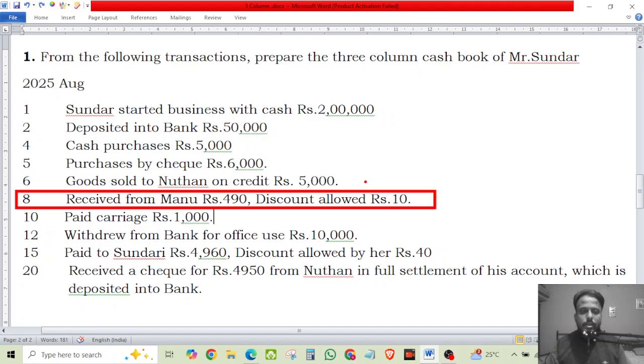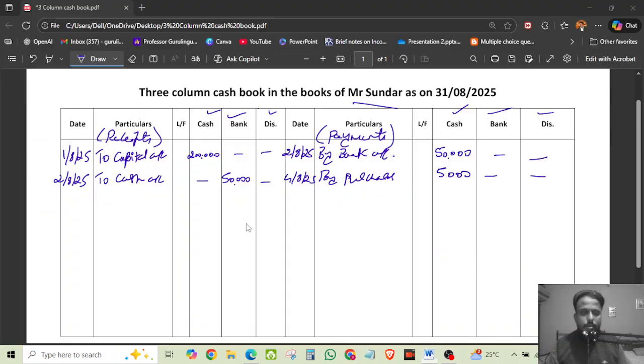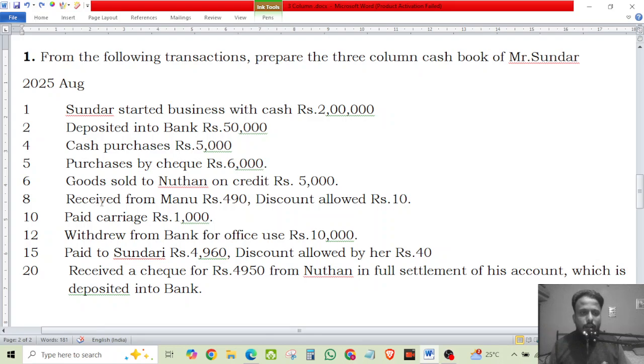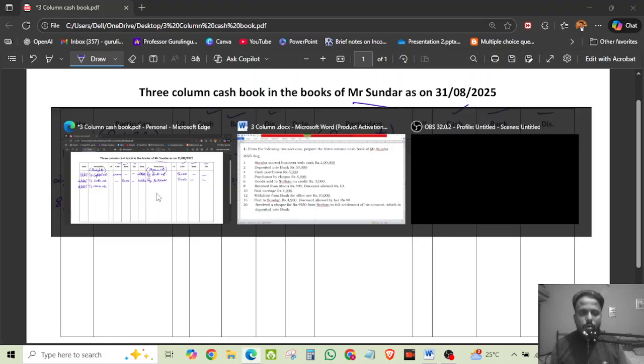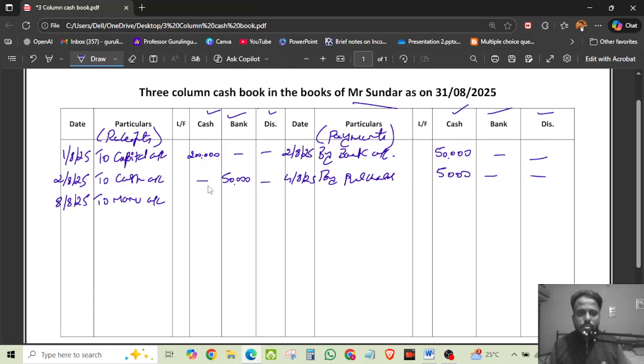So when we receive 490 rupees from Manu, you have to make an entry in the debit side. Journal entry also you can write cash account debtor to Manu account, but here I am directly writing Manu, that is on 8th of August to Manu account, that is received cash of 490 rupees. So therefore write it in cash and write in the discount column 10. So this is how you are supposed to make an entry here.